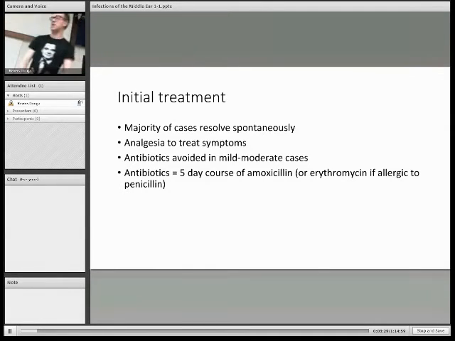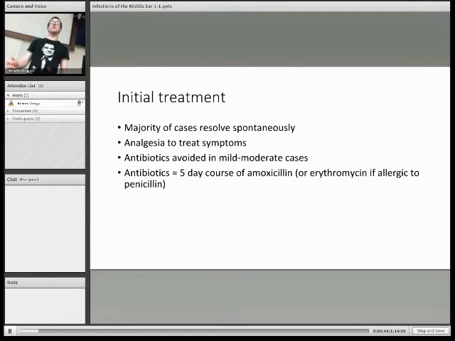So, for initial treatment, the majority of cases will resolve spontaneously, with patients only needing to take analgesia to treat the symptoms that they're getting. However, in mild to moderate cases, antibiotics might be needed.